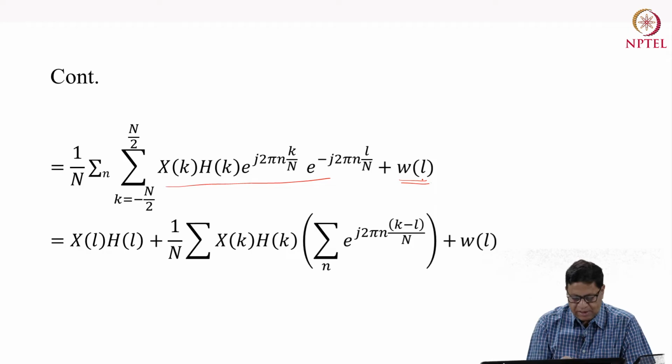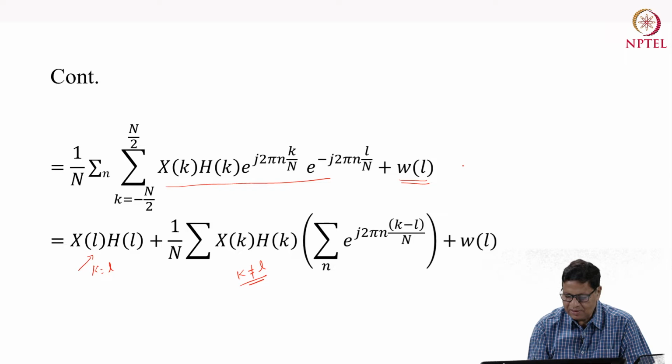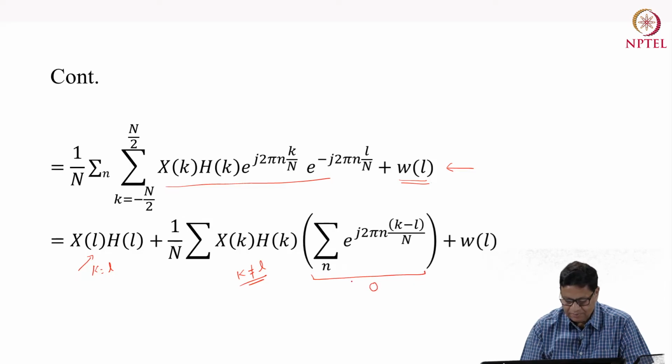And now let us break this whole thing into two parts. One is when k is equal to L, which will give me this XL into HL, and the other is k not equal to L. So I have broken this into two parts, k is equal to L and k not equal to L. This particular term is 0 because of the orthogonality condition. So I am left with XL into HL plus WL.